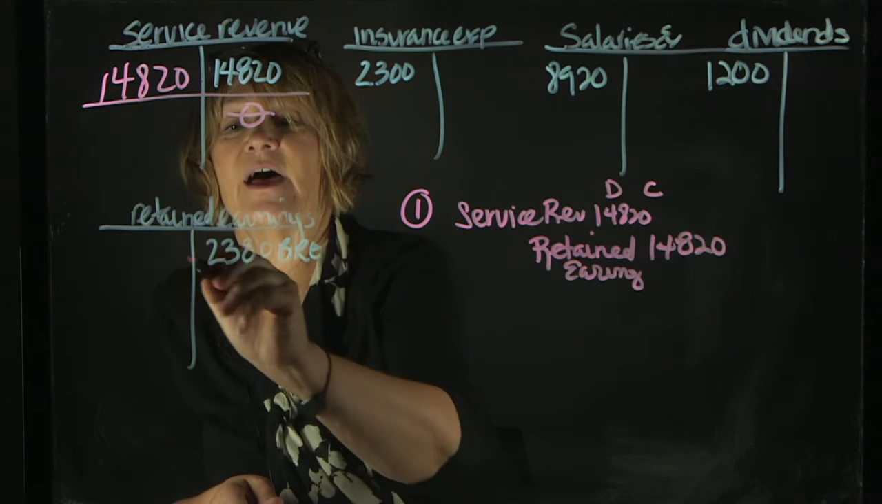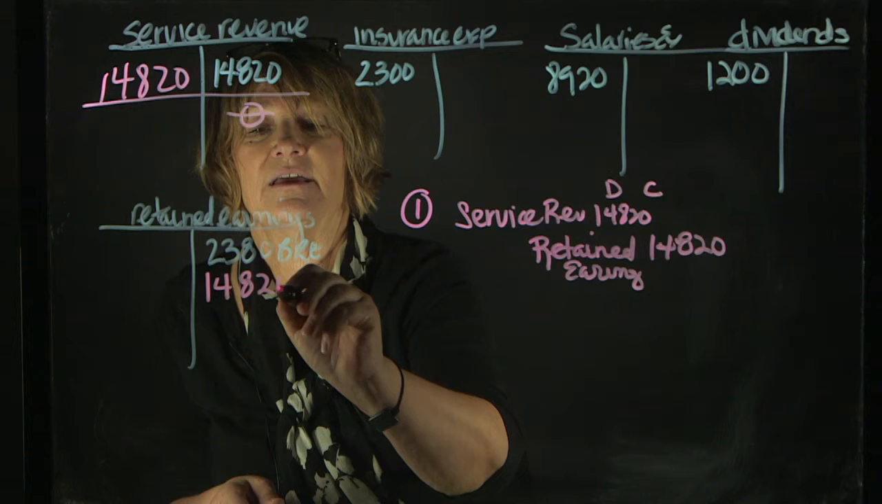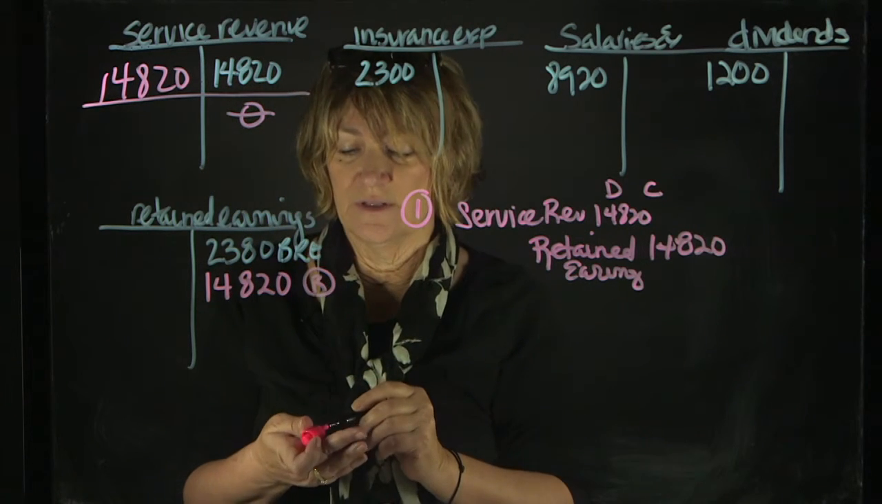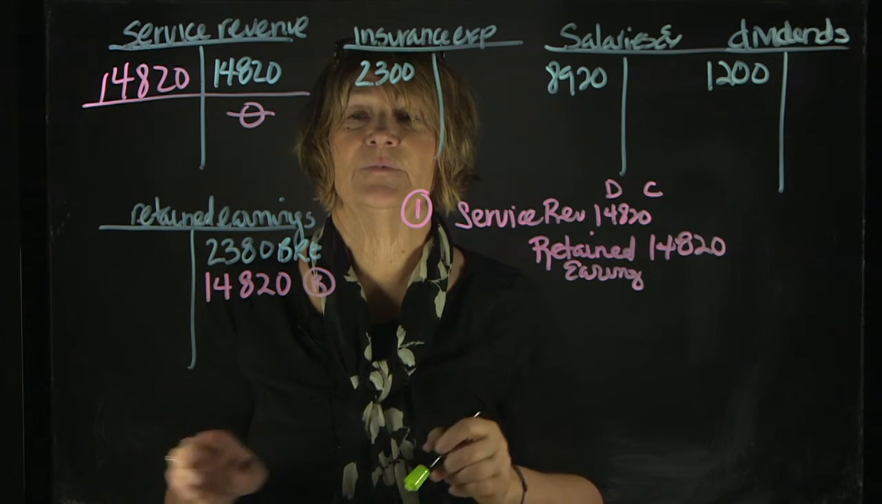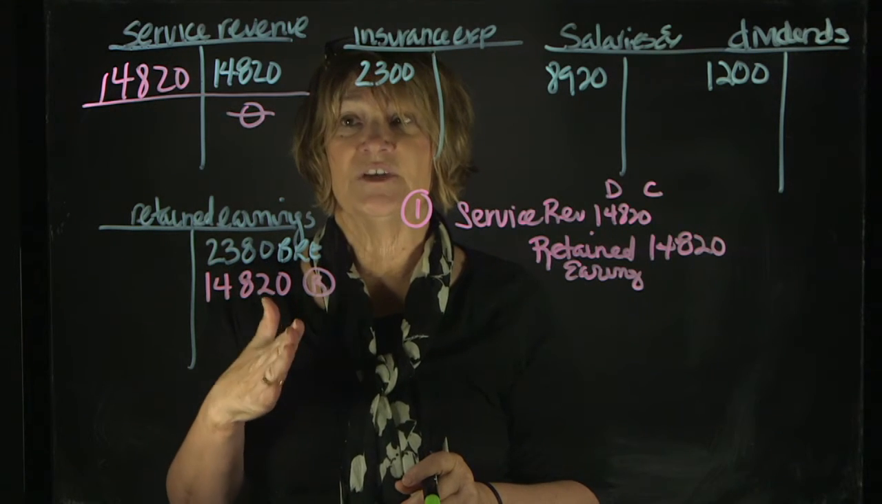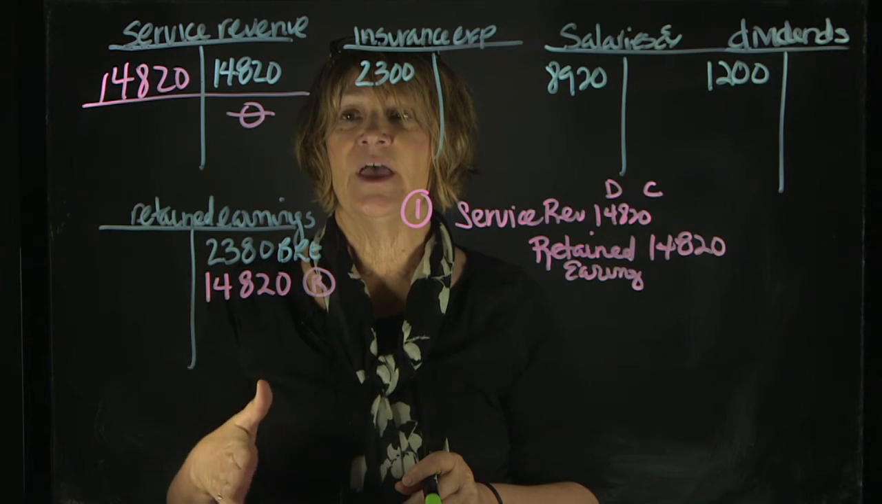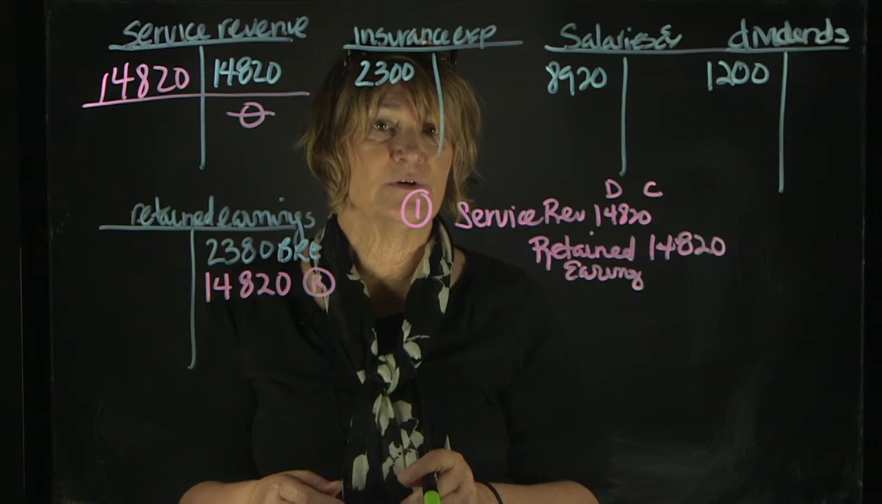And so then I'm going to go ahead and add $14,820. And I'm just going to make a note for you all so you can kind of follow along with me. R for revenue. All right. So now what we've done is we've closed the revenue account, we've brought it to 0, and we moved those revenues for the year permanently to retained earnings.